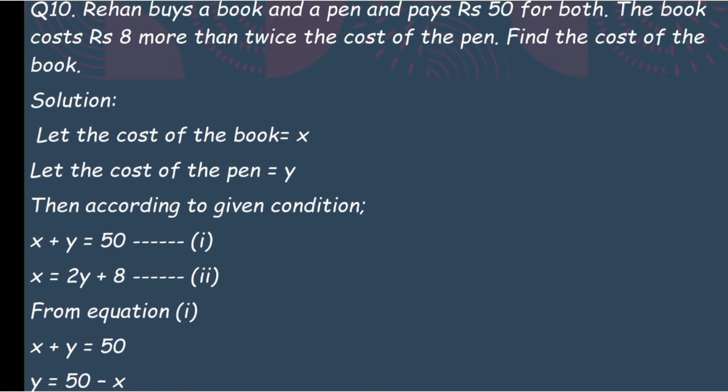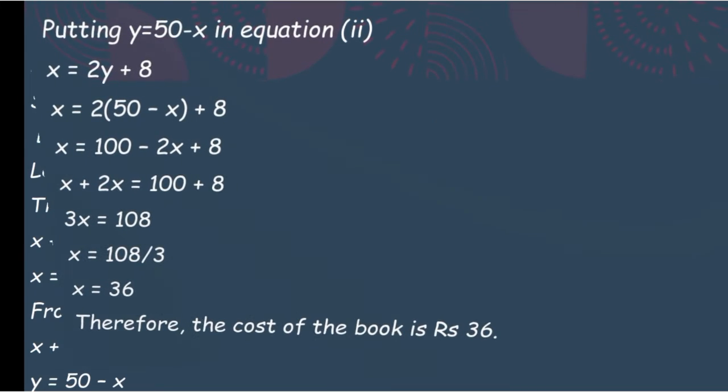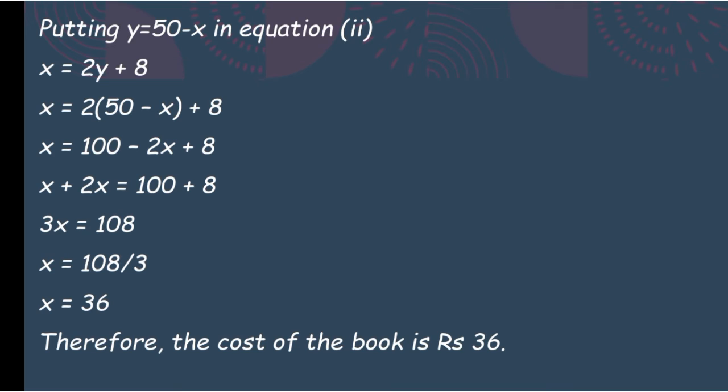Now it is further mentioned in the question that the book costs rupees 8 more than twice the cost of the pen. Twice the cost of the pen means 2y, and 8 more than means we have to add 8 with it. Therefore equation 2 will be x equals 2y plus 8. Now from equation 1, which is x plus y equals 50, we solve for the value of y, and it becomes 50 minus x. Now putting y equals 50 minus x in equation 2, in the place of y we have written 50 minus x. Now multiply this 2 by 50 minus x and you get 100 minus 2x plus 8.